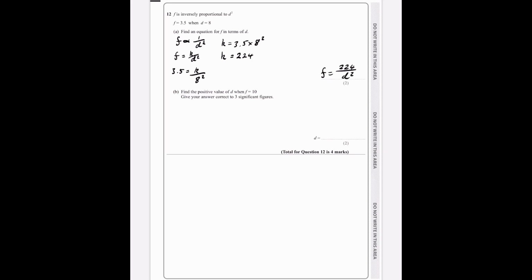When f is 10, substitute 10 in. So 10 equals 224 over d squared, multiply both sides by d squared, divide both sides by 10, and then you can square root to find d. Rounding it to 3 sig figs, d comes out as 4.73.